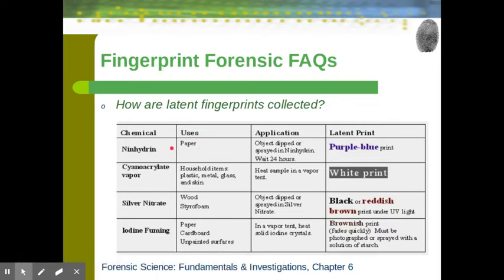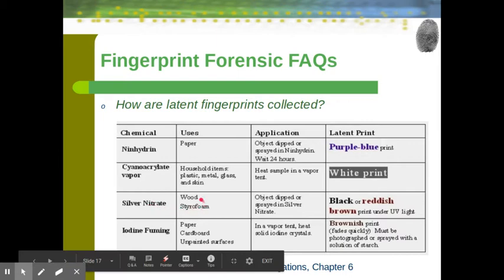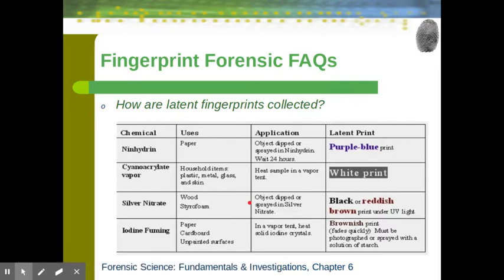So here's one that you might use for paper. You're going to spray it and wait 24 hours, and then they should show up as this purple blue print. And sometimes here, plastic, metal, glass, we can heat the sample in the vapor tent with this vapor in it, and we might get a white print. Some silver nitrate might help you if it's on wood or styrofoam. So we'll dip it in the silver nitrate and then get this black or reddish brown thing.